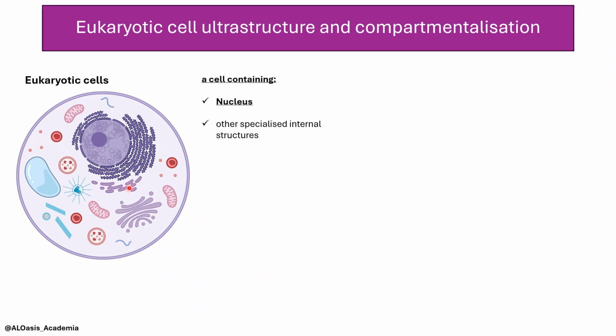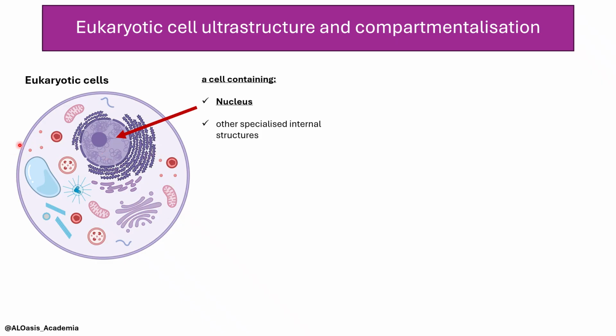So a eukaryotic cell has what we call a nucleus. So a nucleus is this part of the cell. And again, we will cover in more detail what a nucleus is and what it contains. But for now, I just need you to be able to identify it on a schematic like that. So this is the nucleus.